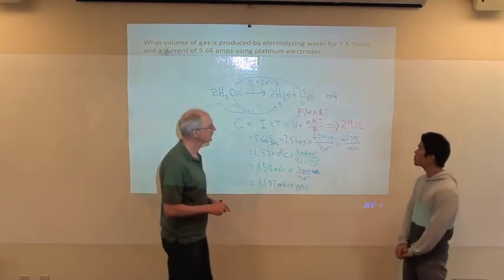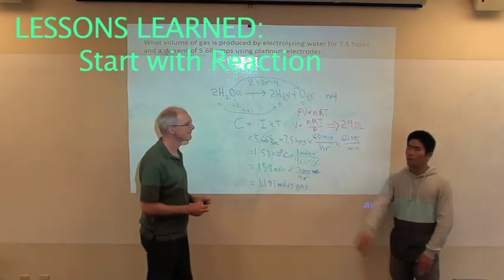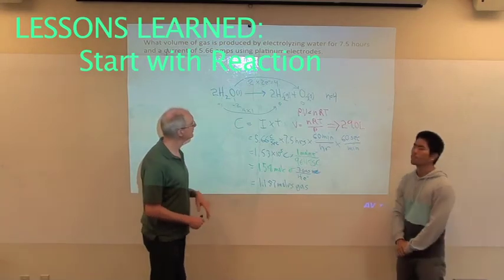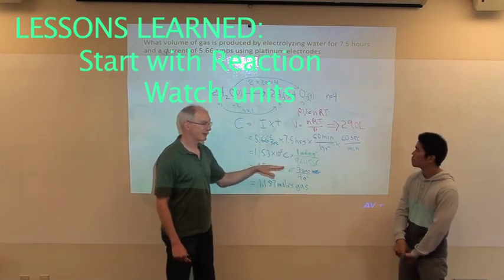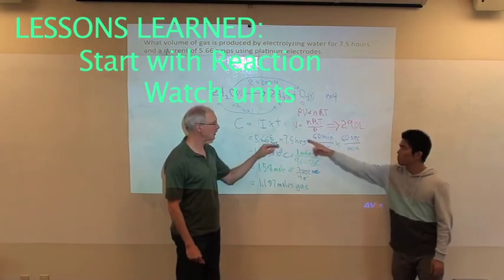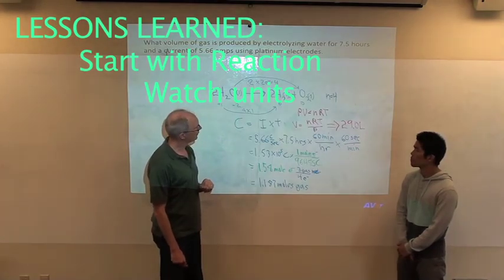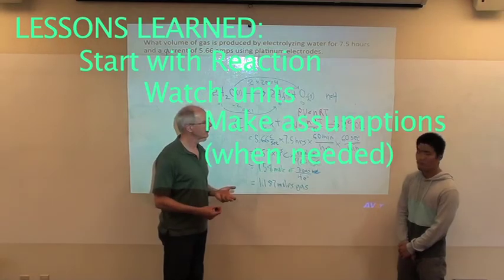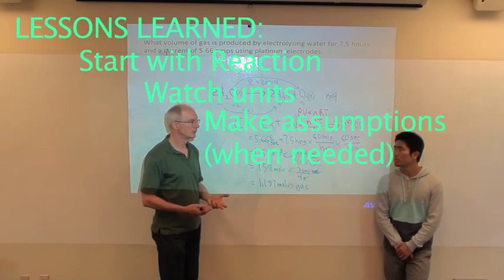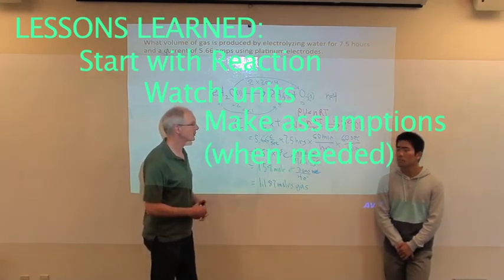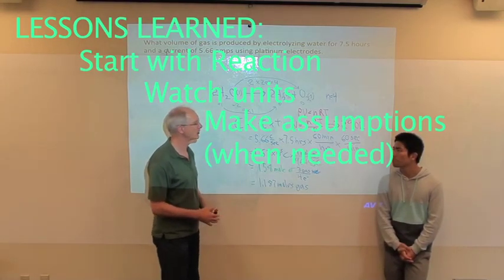So what are the lessons that we learned here? Always start with your reaction, the balanced equation. You'll notice I wrote down all of the units, that way I'm sure that the units work out. And sometimes you have to make assumptions. If it doesn't say anything about the temperature, you have to assume a temperature. The best one to assume is standard temperature, room temperature. Same thing with pressure: if it doesn't say anything about pressure, you have to assume standard pressure.